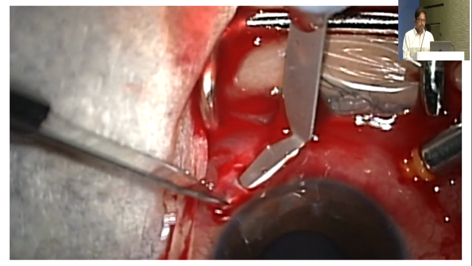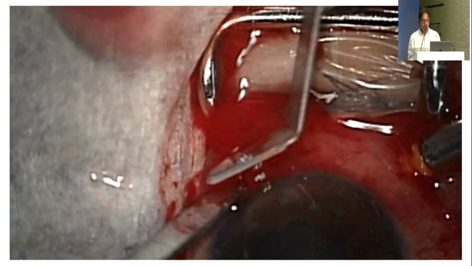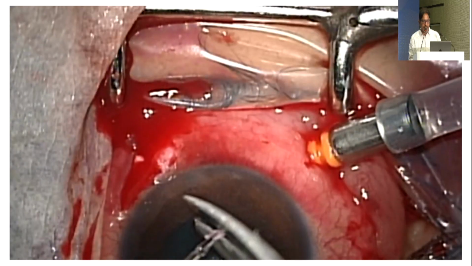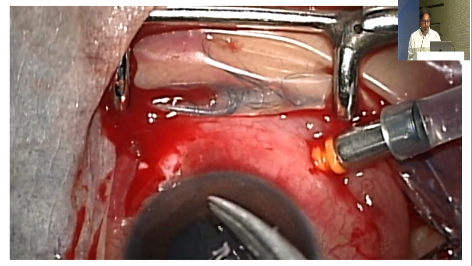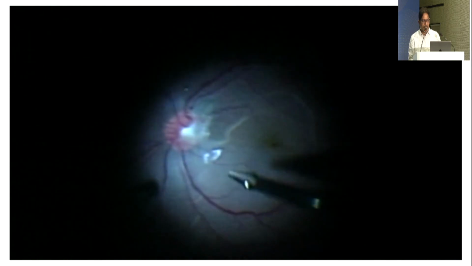Now, which is much more successful than the ILM peel, is the scleral plug technique. So you take an autograft from the same patient, trim it according to the size of whatever optic disc pit size you see, and then just slightly push it in after doing a vitrectomy. ILM peeling may not be needed in these cases.